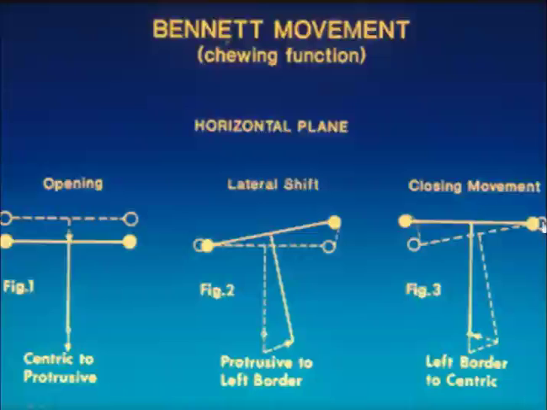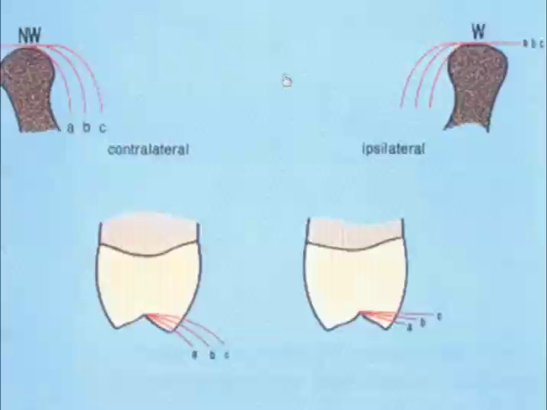As the working side shifts in, this is what Bennet described. But the non-working side is moving upward, outward, and backward in a curvilinear pathway, so I like to call this Bennet movement. And whether you have a little bit of Bennet movement, or inward movement of the condyle, versus a lot of Bennet movement will affect the approach of the opposing teeth.